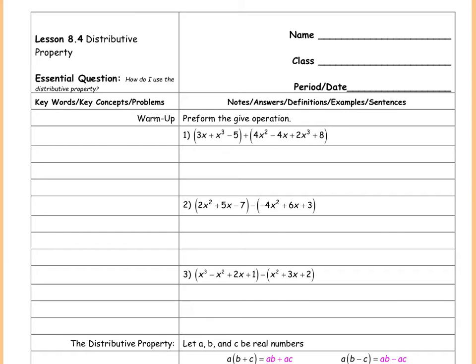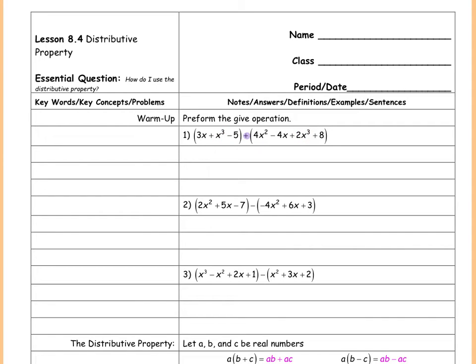So the first thing I want to check is whether it's add or subtract, and this one is add. So all I'm going to do is find the like terms. I've got x cubed and x cubed. And then I've got, well, let's do it this way.